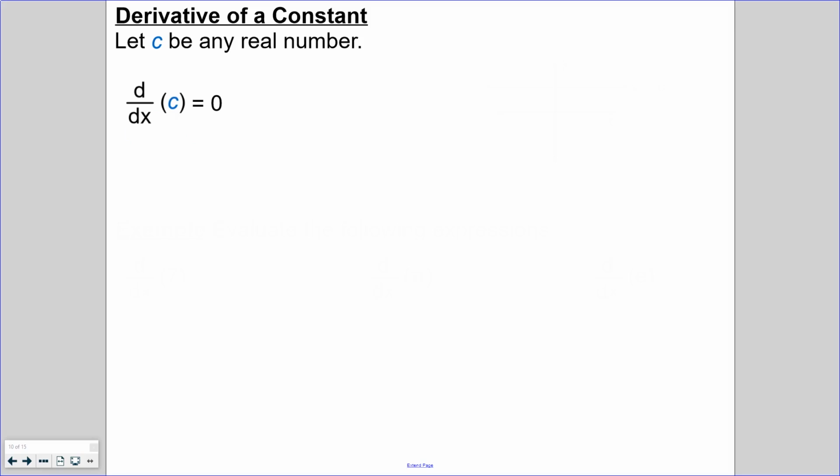Now, why is that? Well, let's take a look at a graph. And if we remember, constant functions are graphs of horizontal lines. So here's a horizontal line we'll call y equals c. And let's remember what the derivative is asking. The derivative is asking us to find the slope of the tangent line. Well, if our tangent line is horizontal, that means the slope everywhere on this tangent line is going to be 0. So that's why the derivative of any constant will be 0.